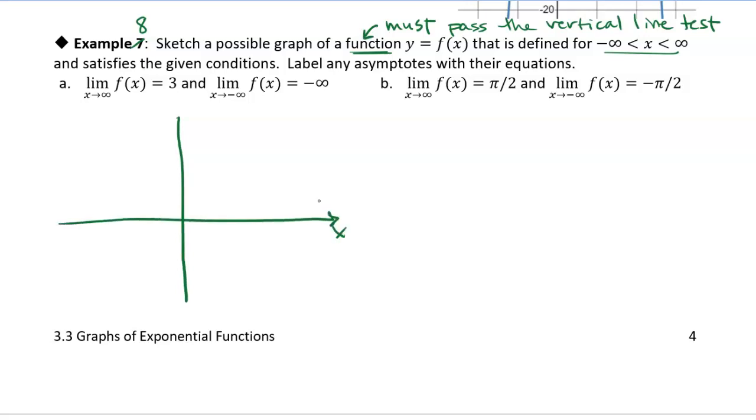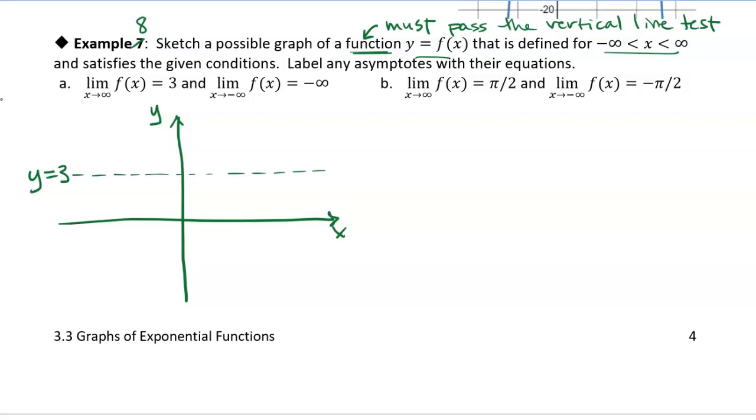All right, so I'll just draw a set of axes here. Here's my x-axis. Here's my y-axis. I'm going to say y is equal to f of x. So in this first case, we've got as x approaches infinity, f of x approaches 3. So that's telling me that I have a horizontal asymptote at y equals 3.